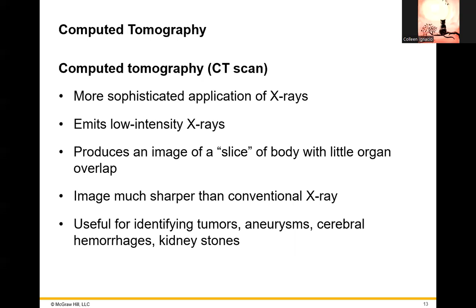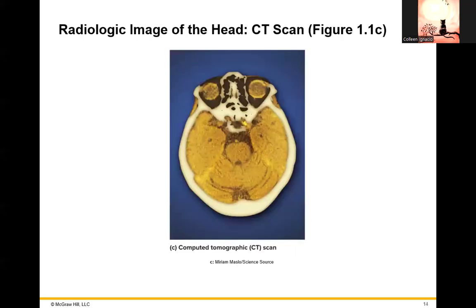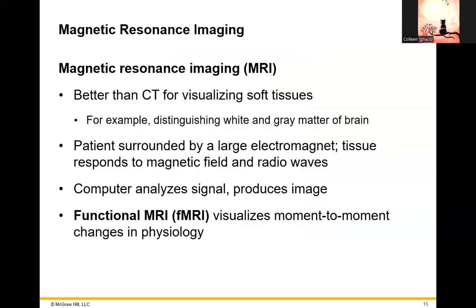And this is important for identifying tumors, aneurysms, and aneurysms are ballooning of the arteries, cerebral hemorrhages, so that's bleeding in the brain, and kidney stones. So these are some of the reasons why a patient would have a CT scan performed. And here we have a transverse cut of the patient's head. It looks like, yes, the head or the spinal cord in this particular picture, okay? So yes, a radiological image of the head in this CT scan.